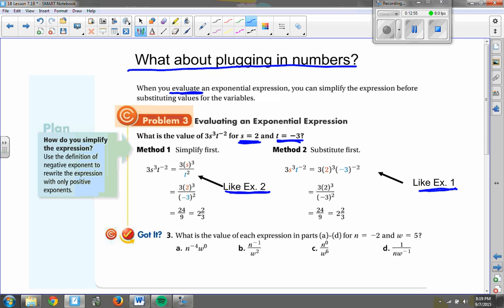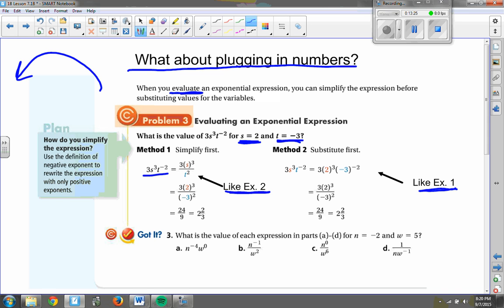If you want help with method 2, take a look at what your book is doing and possibly go back to that other video. But I think method 1 is the better choice here, so that's what we're going to do, okay? This one says simplify first. That means do exactly what we just did on the previous slide, and then plug the numbers into whatever you have that's simplified, okay? So we are given 3s to the 3rd times t to the negative 2nd.